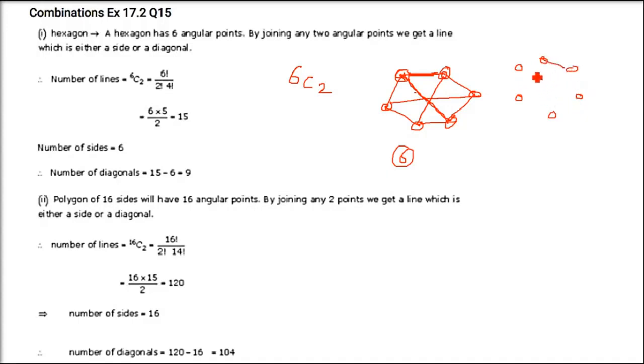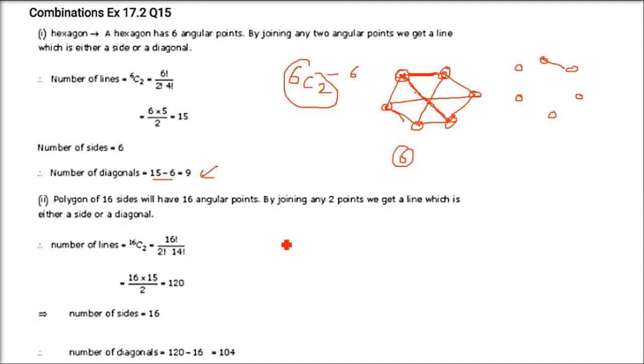So we don't want the sides to be included. We have to remove the sides. How many sides are there? A hexagon has 6 sides. So you have to subtract these 6 sides from the 6C2. Then only you will get the number of diagonals. 6C2 minus 6: 6C2 will come as 15, and 15 minus 6 is 9. So this is going to be 9.